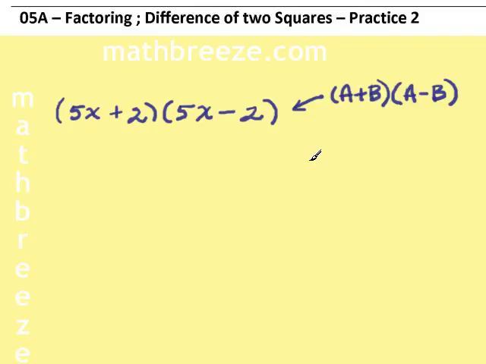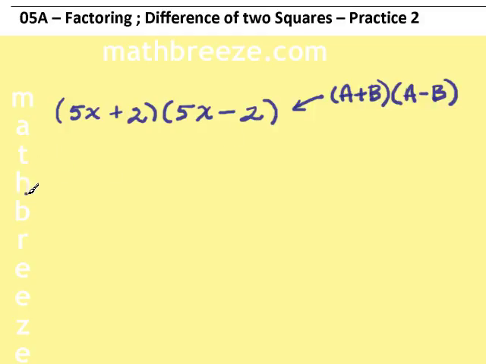Before we continue factoring, let's look at the following product: 5x + 2 times 5x - 2. Now this is of a special form, the form that we call a + b times a - b. Two things added here and the same two things subtracted. When we multiply this out, we're going to use FOIL.